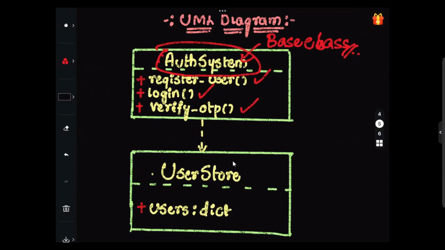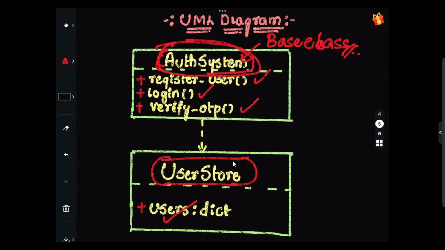So this is the base class, and it consists of the three methods: register user, login, and verify OTP method. And the second class is the subclass, and its name is user store. It consists of only one parameter, namely users, which is of the type dict, which is directly dependent on the auth system class, or the base class.